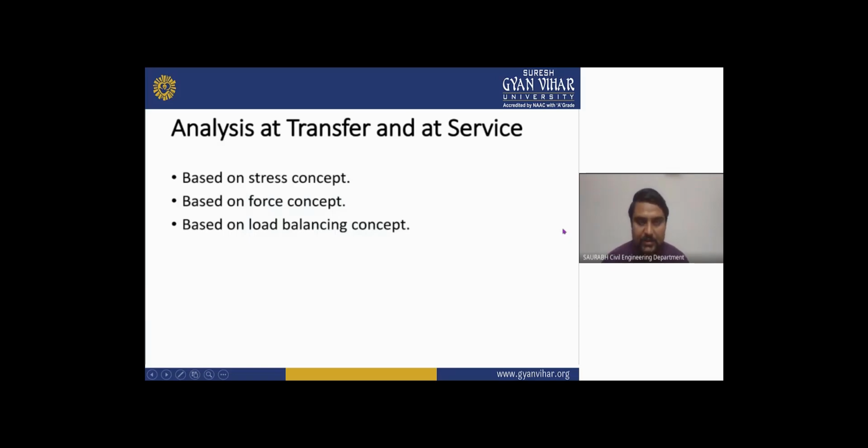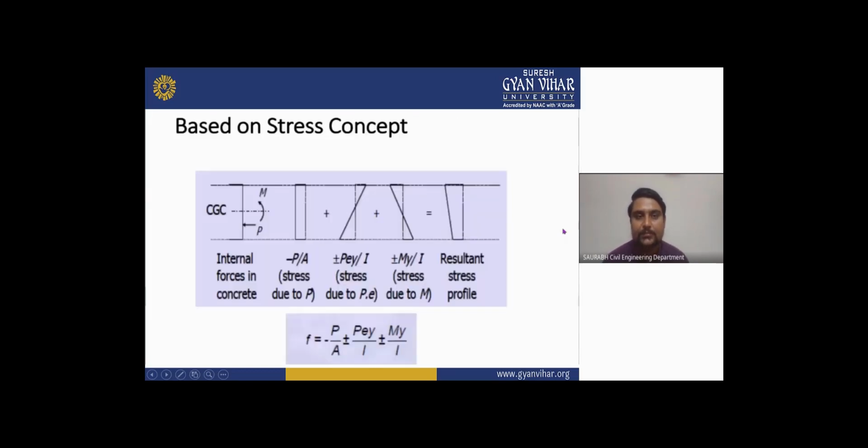Now we will see the analysis at the transfer stage. It is based on the stress concept. It is also based on the force concept, and it is also based on the load balancing concept. And this is based on the stress concept. First one you can see is showing the internal force in the pre-stressed concrete.